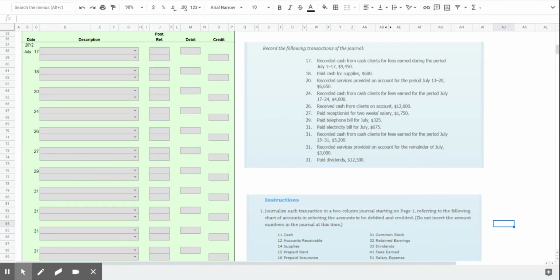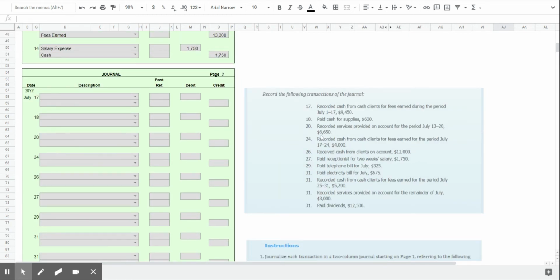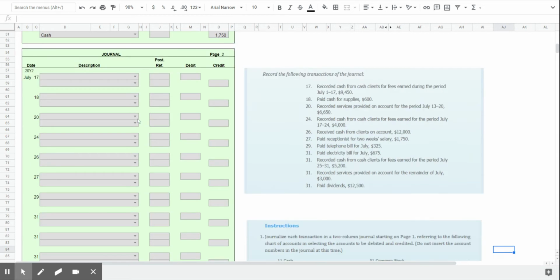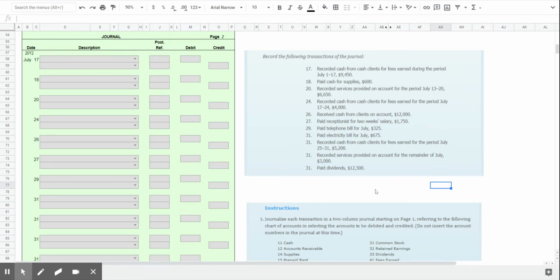Looking at the 17th of July, you'll notice we're now on a second page. So up here at the top of the journal, it says page 2. Because it's a new page, we've included the year at the top and then the month as well. You'll notice the rest of the page does not include the year and the month because those carry down. It's assumed that it's still 2012 and July.